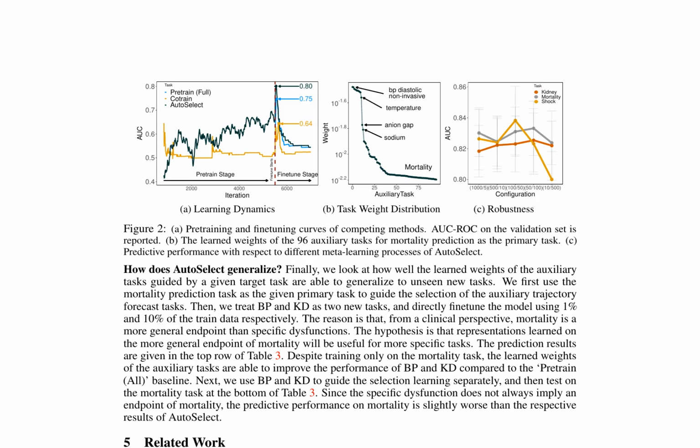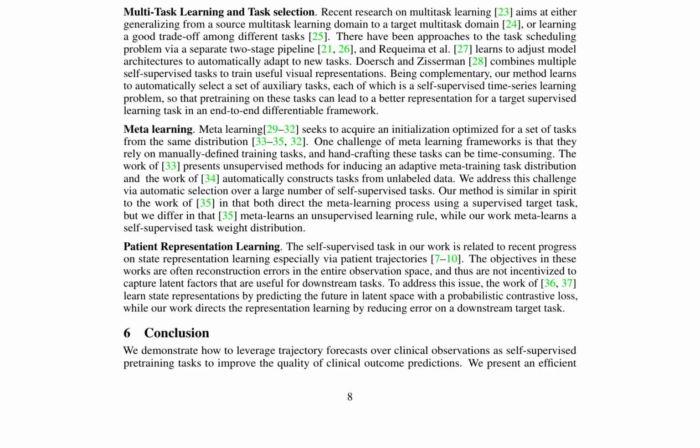The authors discuss related work in multitask learning, metalearning, and patient representation learning. They highlight the novelty of their approach, which automatically selects a set of auxiliary tasks that can lead to a better representation for a target supervised learning task. The figures provide additional insights into the learning process of auto-select.